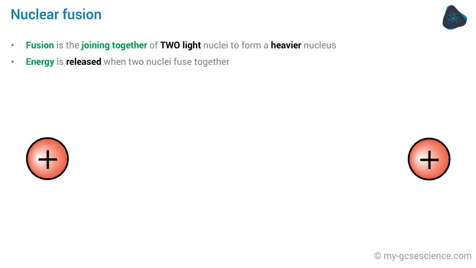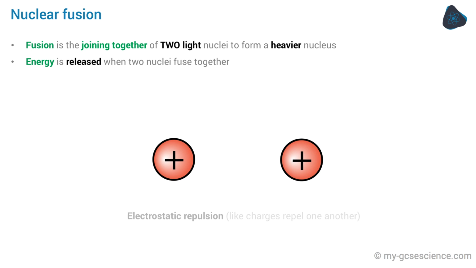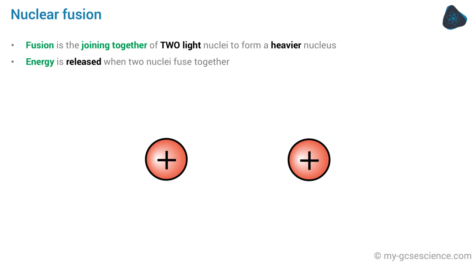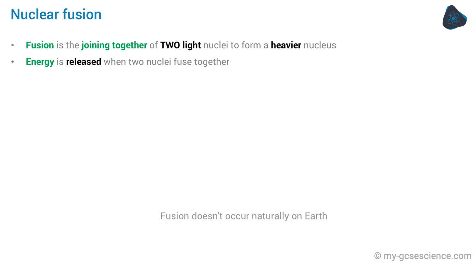Because of the protons they contain, each of these nuclei is positively charged. When we try and bring them closer together, the force of electrostatic repulsion between them gets stronger. Here on Earth, because the temperature isn't high enough, nuclei aren't moving fast enough to overcome this electrostatic repulsion, and they'll be repelled away from one another before they get close enough to fuse. For this reason, fusion doesn't occur naturally on Earth. It does occur in the Sun though.